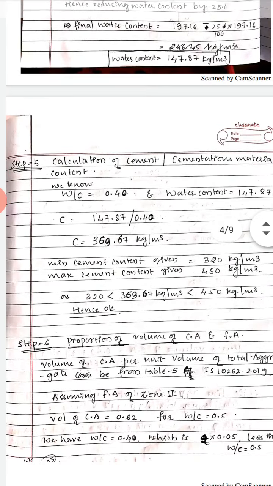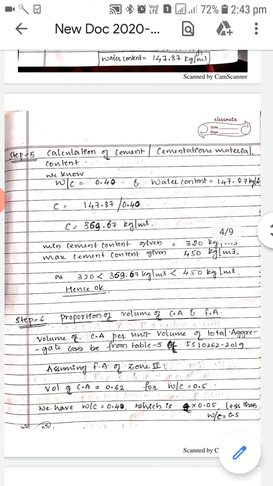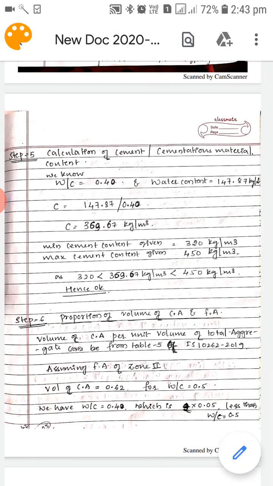Next, calculation of cement or cementitious material. The adopted water cement ratio is 0.40. We know the water content, so we can calculate the cement content. The calculated cement content should be more than the minimum cement content given in the question, or if not given in the question, we have to take it from IS 456-2000 table 5.